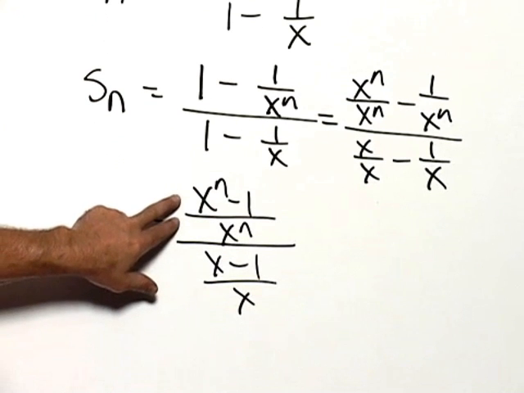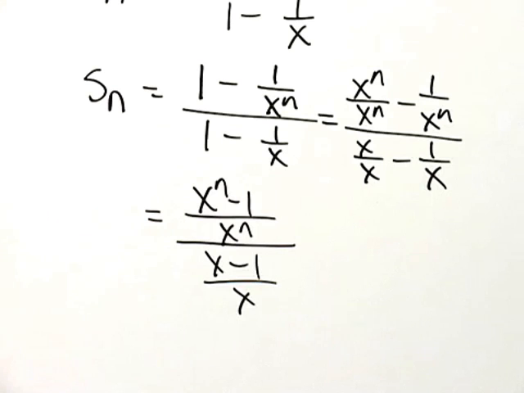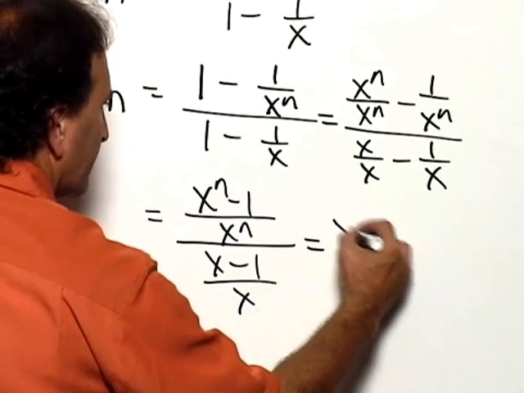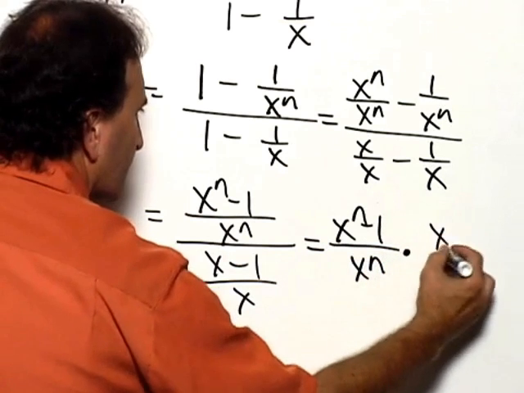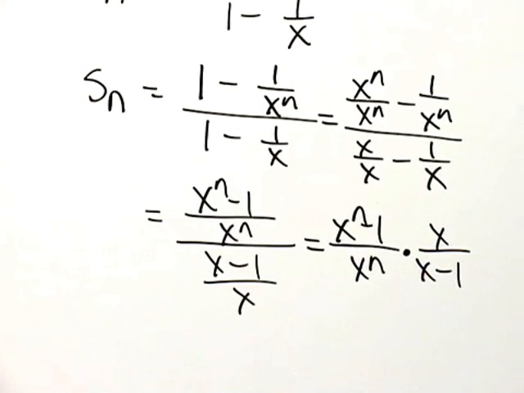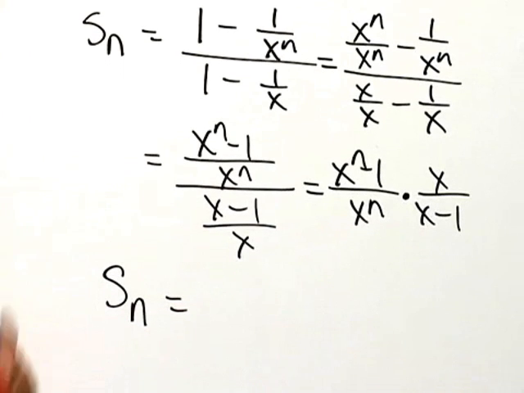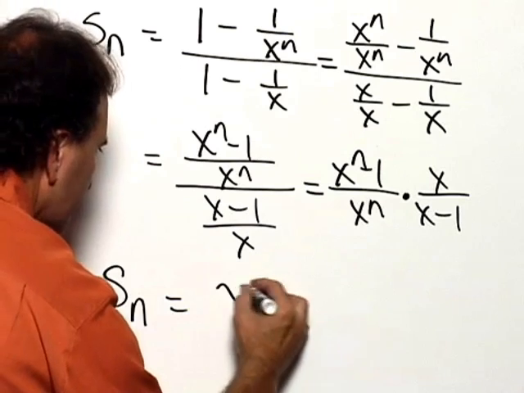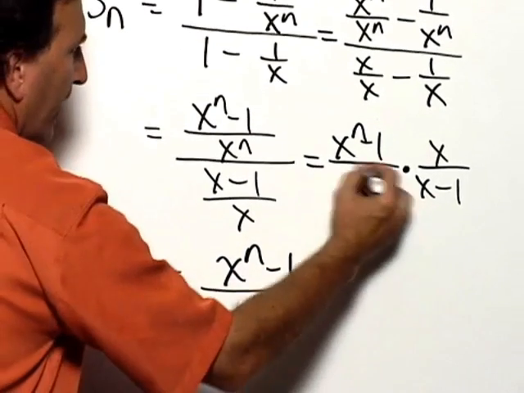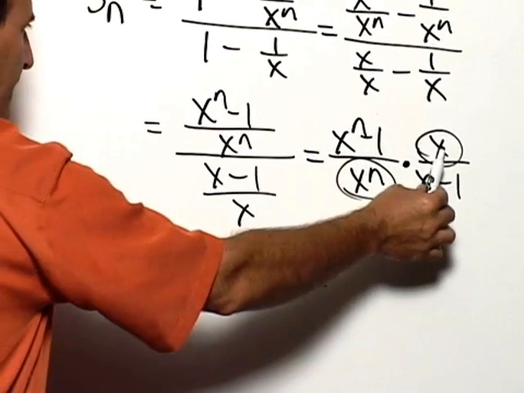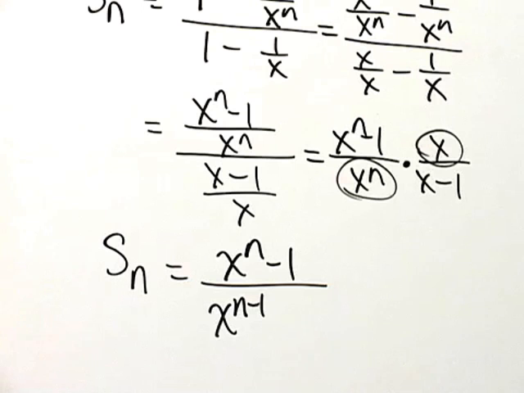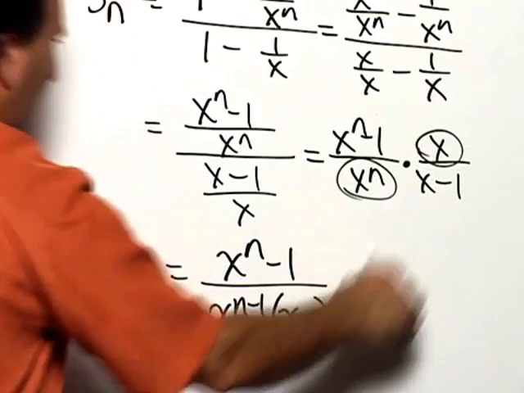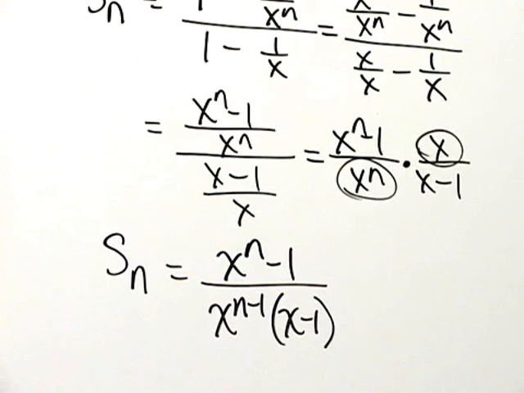We're dividing an algebraic fraction by another algebraic fraction, which means we can change that into multiplication by the reciprocal. So it's x to the n minus 1 over x to the n times the reciprocal, x over x minus 1. So our formula for S sub n is going to be x to the n minus 1 over, now notice that we have x to the n and x. If I actually bring this x down into the denominator, that becomes x to the n minus 1, and that would be multiplied by this factor of x minus 1. So there's another possible way of looking at the formula for the sum of the first n terms.